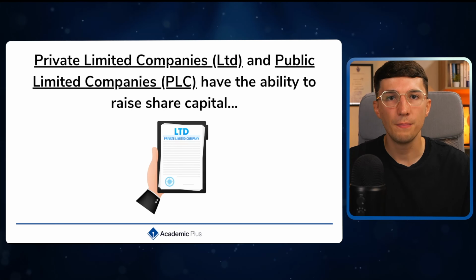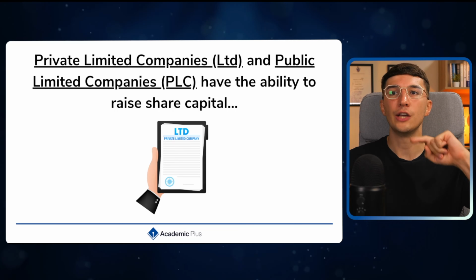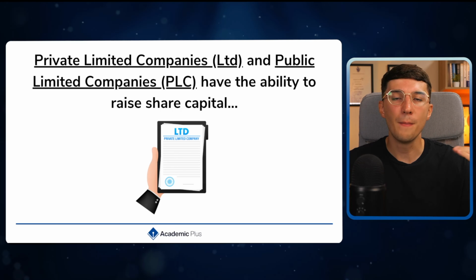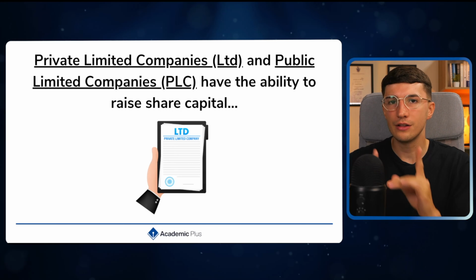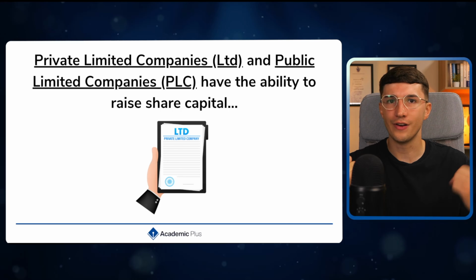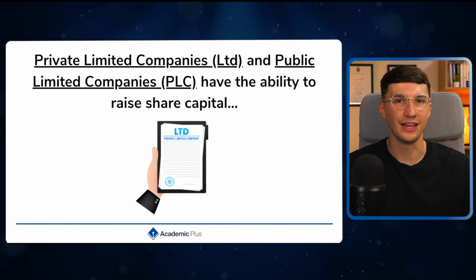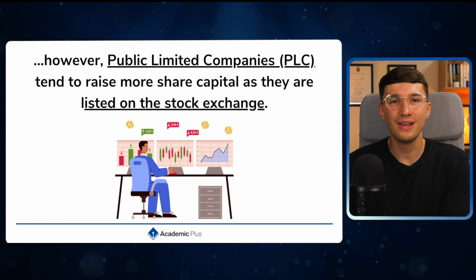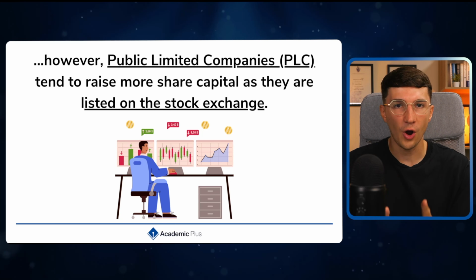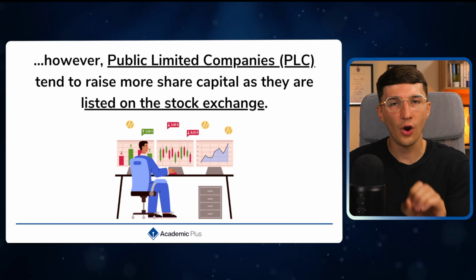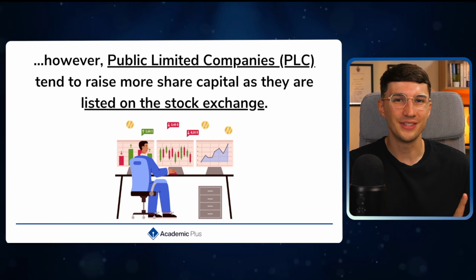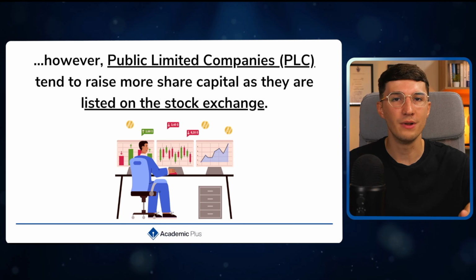Now, the only type of business forms that can raise share capital are your private limited companies and your public limited companies, because remember, they are made up by shares. Your sole traders and your partnerships, they are unincorporated business forms, so the owner and the business is treated as the same legal entity. However, what you'll find is that your public limited companies tend to have access to larger amounts of share capital than your private limited companies. Because if you're a private limited company, you can only sell your shares privately. But if you're a public limited company, you can sell your shares on the public stock exchange.